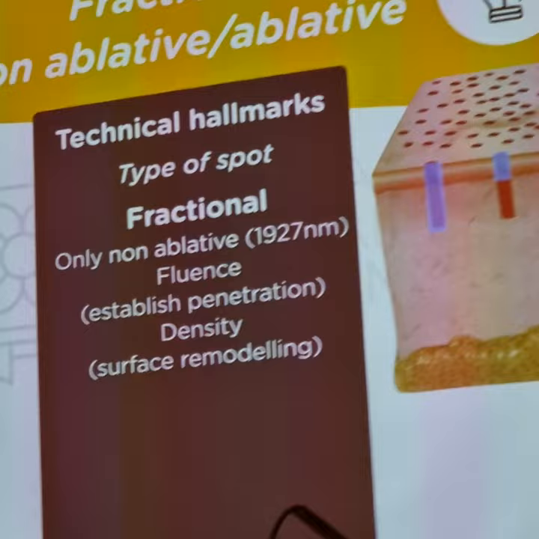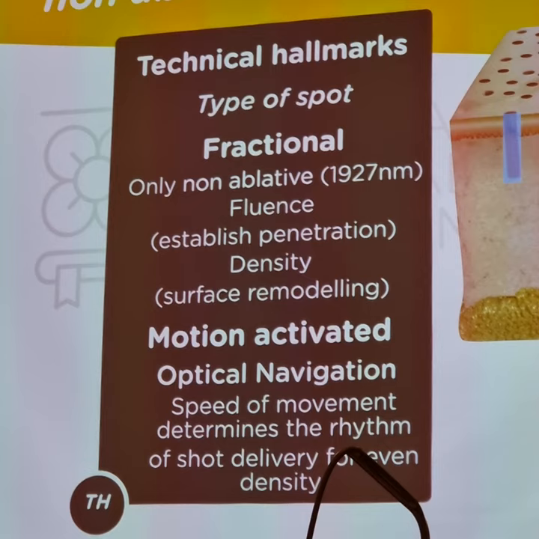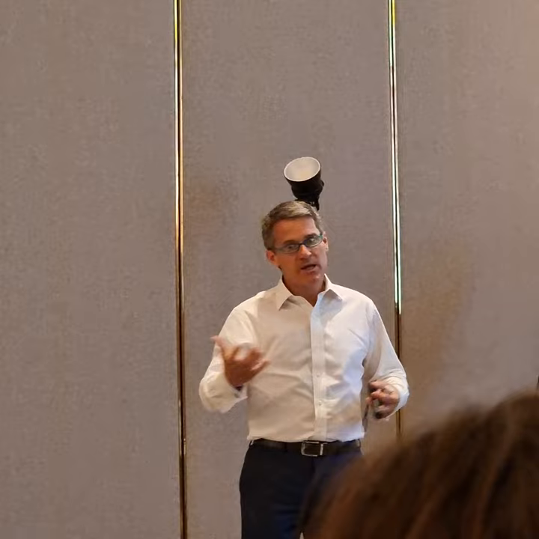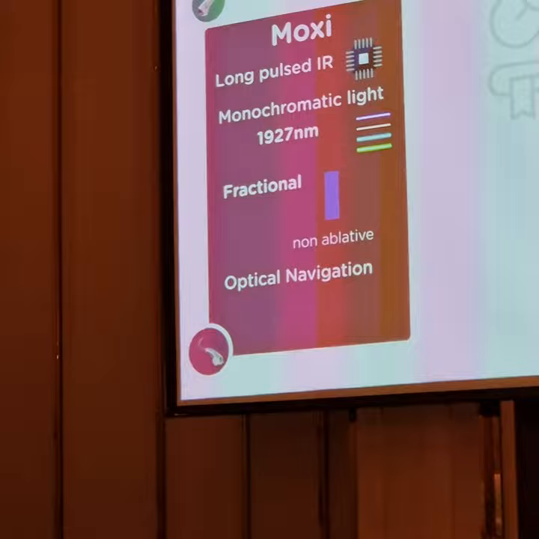The important thing about the device is that it's motion activated, which means the device is able to detect the speed of movement of the handpiece to deliver the shots so that you get a homogeneous density. Because if you move fast or slow, it absolutely changes. It has to adapt the speed of the shots to always get the same reaction. And not all lasers have that. So, these are the main characteristics of this laser.